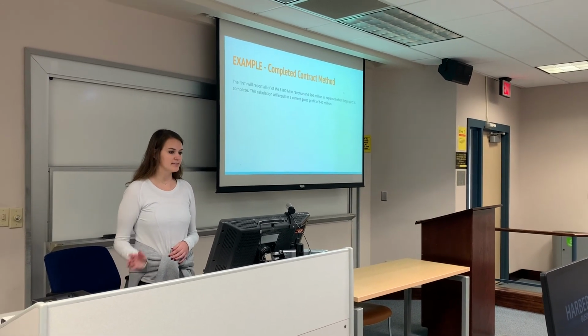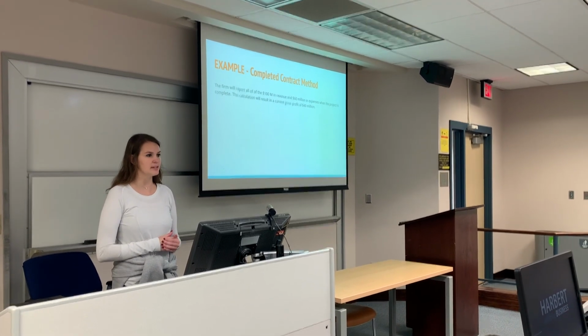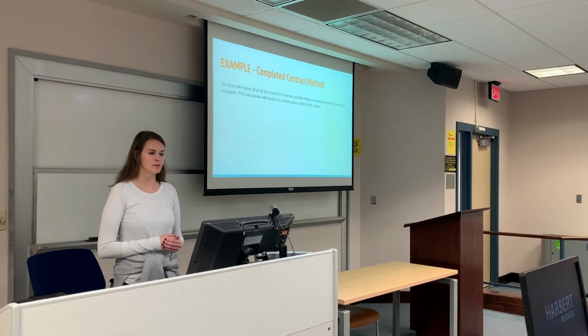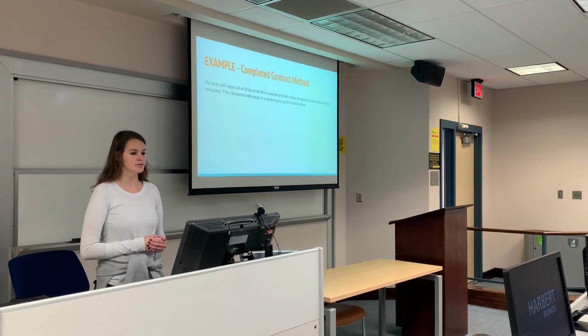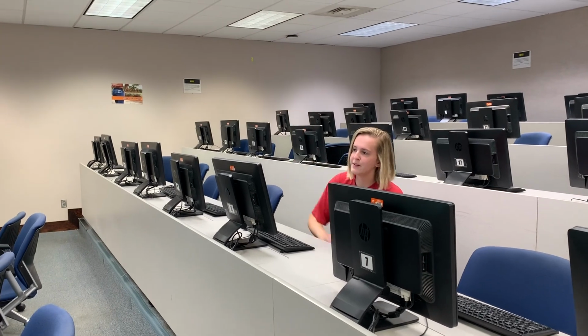But looking at this example using the completed contract method, the firm will report all of the $100 million in revenue and $60 million in expenses when the project is complete. And this will result in a current gross profit of $40 million. What are the pros and cons of using each of the methods?